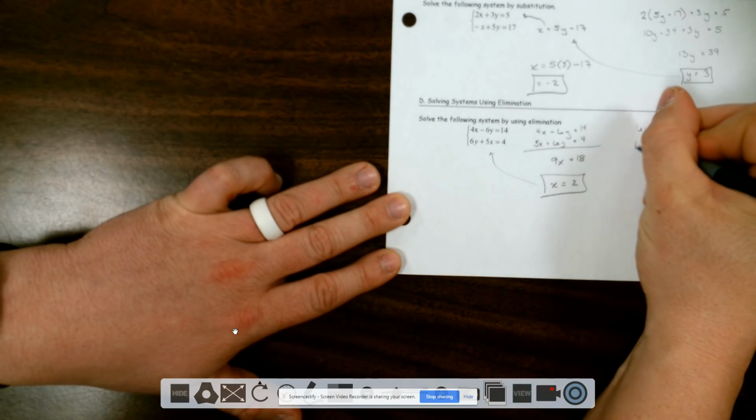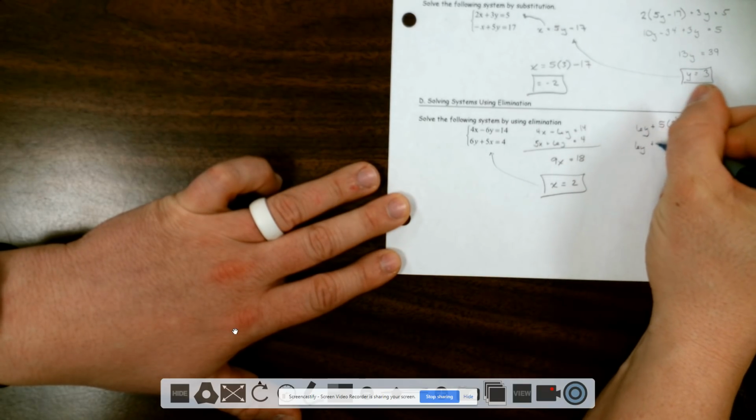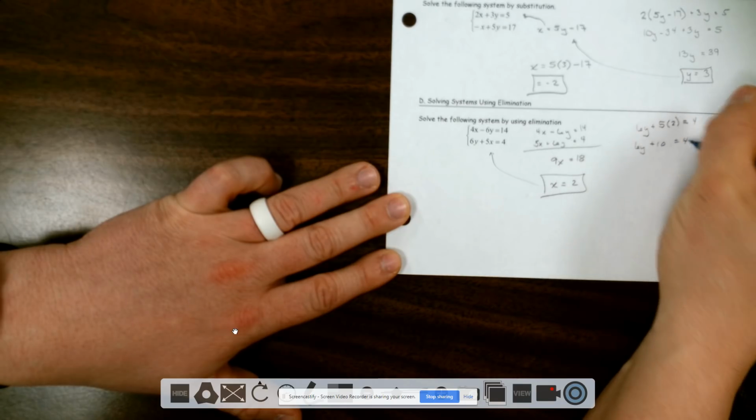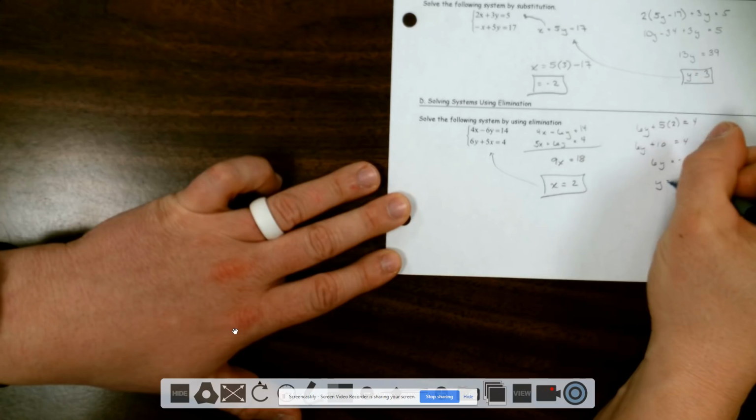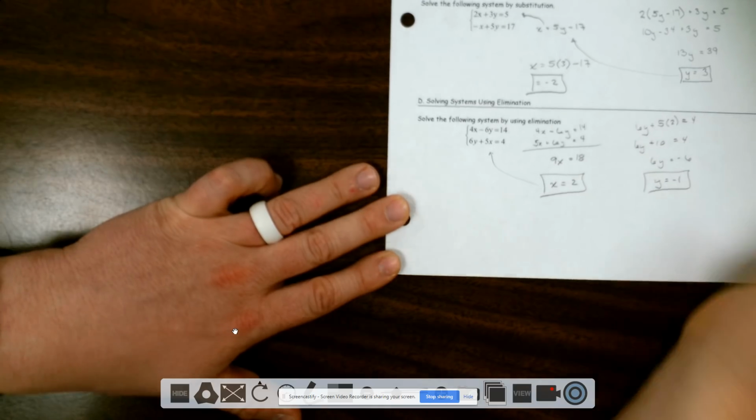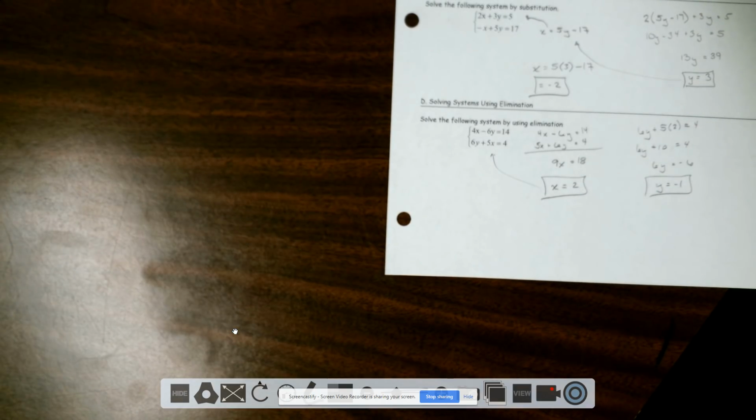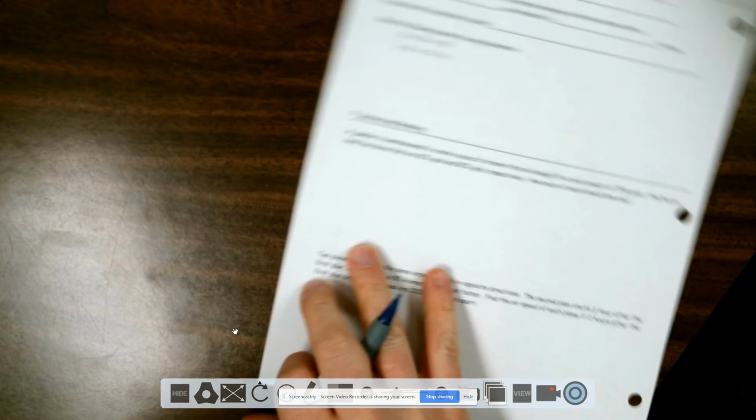So 6y plus 10 is equal to 4. 6y is then equal to negative 6. So y is equal to negative 1. Really simple, fast, easy way to solve. So let's take a look at some vocab here.